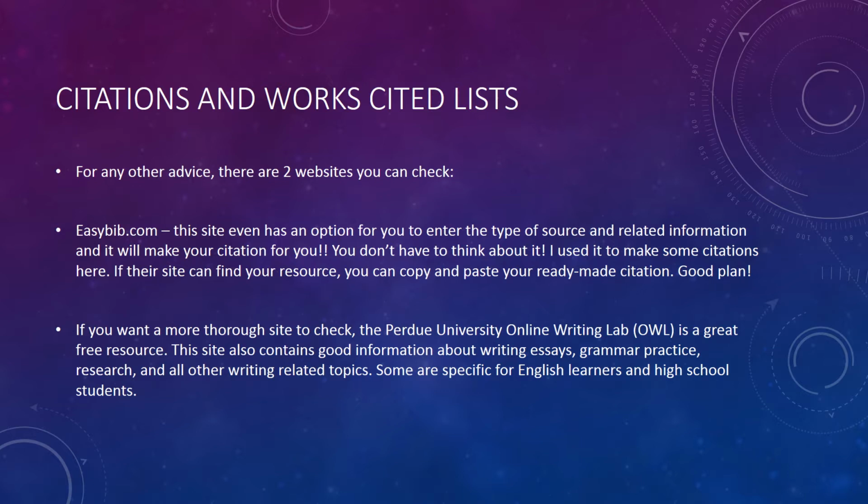If you want a more thorough site to check, the Purdue University Online Writing Lab, or OWL, is a great free resource. This site also contains good information about writing essays, grammar practice, research, and all other relating topics. Some are specific for English learners and high school students as well. I recommend checking it out sometime.